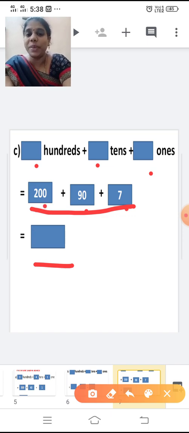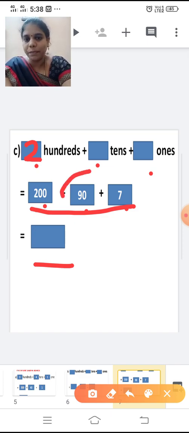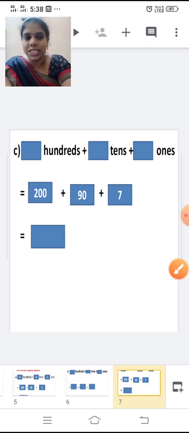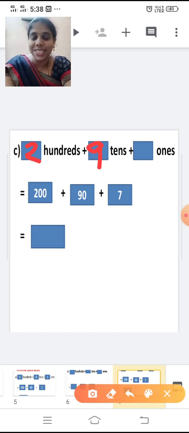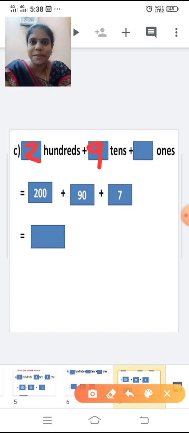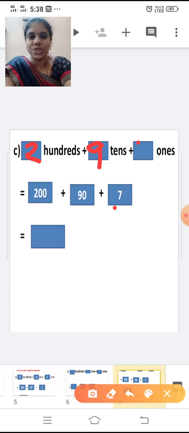Now tell me, 200. How many hundreds are there here? 200, right? So write 2 in the box now. Now how many tens? 90. So 9 tens. 9 into 10, 90. And how many ones? 7 ones. So write 7 here. So 2 hundreds plus 9 tens plus 7 ones.